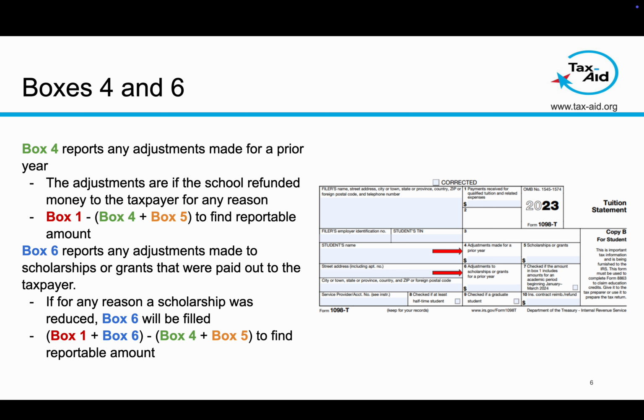Box 6 is similar, but it's going to be adjustments made to any scholarships or grants that are paid to the taxpayer. For example, maybe the student failed something and had their scholarship revoked. They will be getting adjustments to their scholarships. And for calculating and how to input this, it's going to be the sum of box 1 plus box 6 minus box 4, the sum of box 4 and box 5.